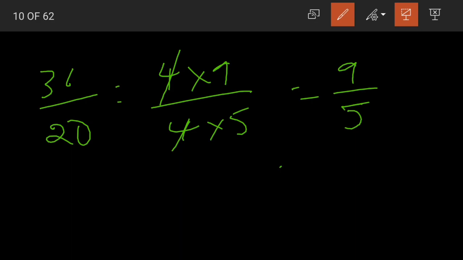And again this 9 by 5 can be simplified. How? It can be converted into a mixed fraction. This is an improper fraction, right? The numerator is larger than the denominator.